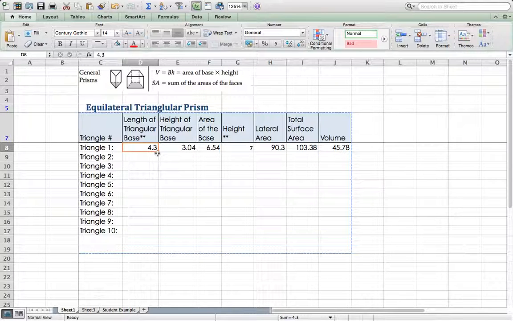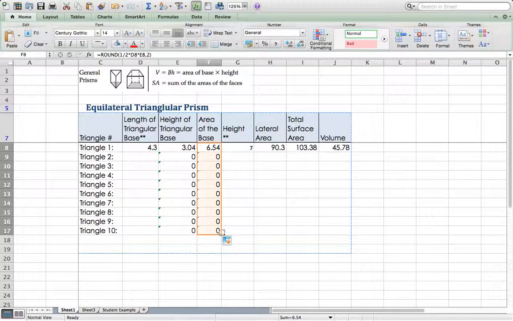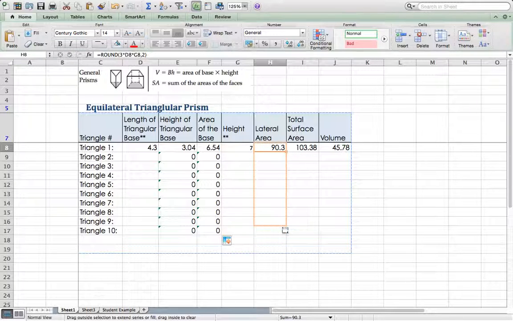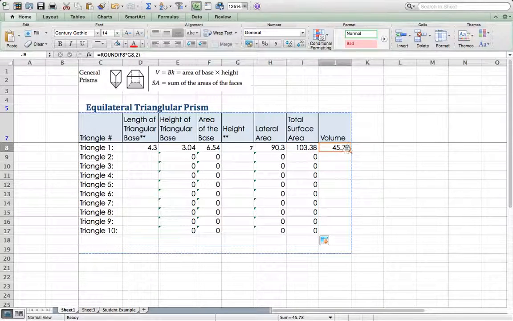Okay, and what you can do here is take the corner of the cell, and let's say we want to take this formula and apply it all the way down. You take the corner of the cell and you just drag it all the way to triangle 10. And drag it, and it's saying 0 because there's nothing for it to calculate. It's referencing empty cells. The total surface area and the volume.